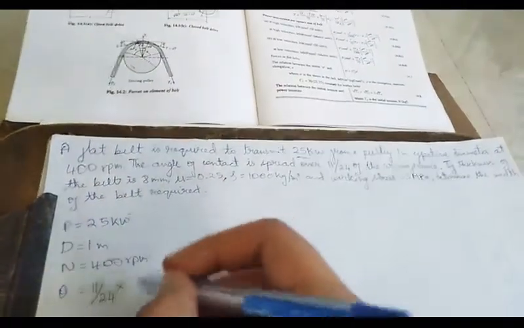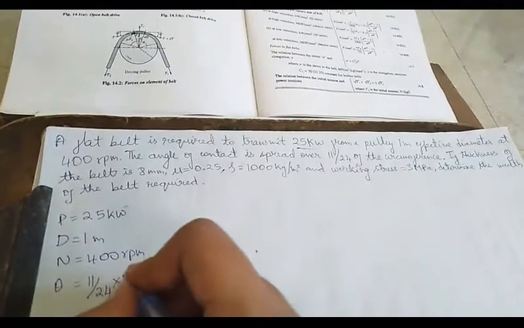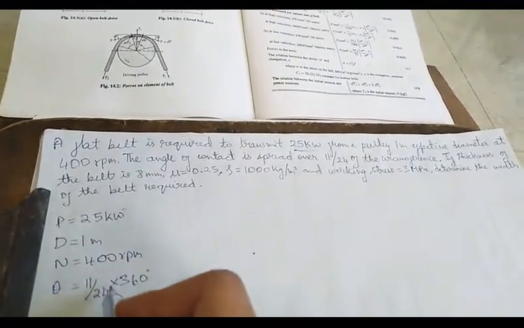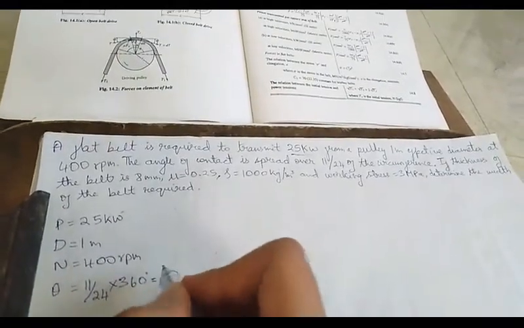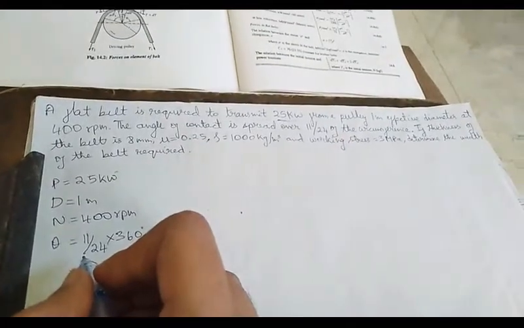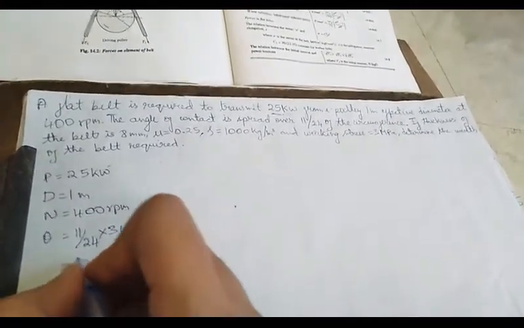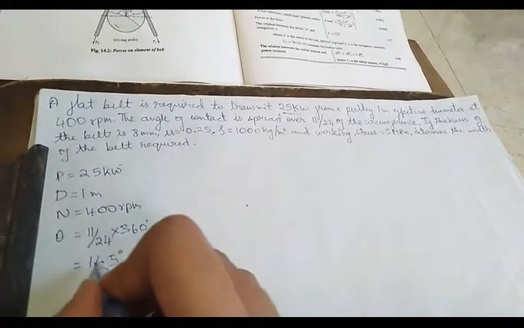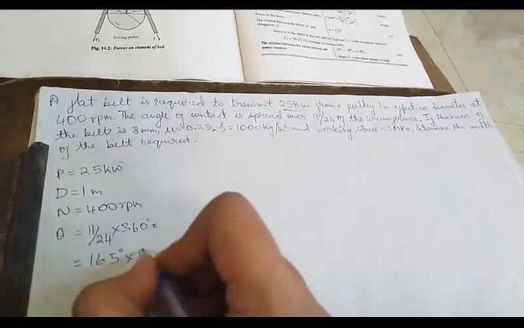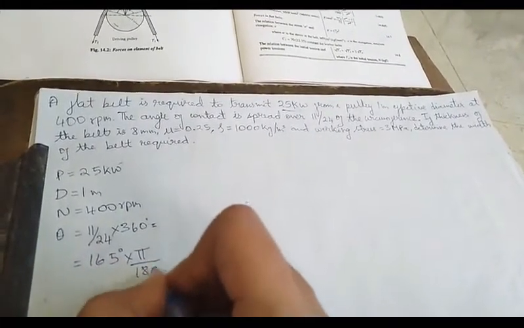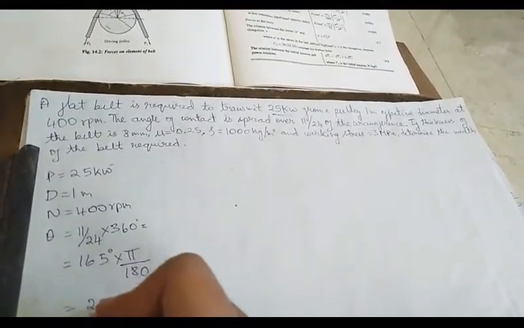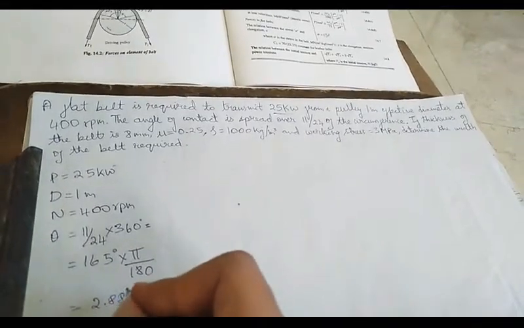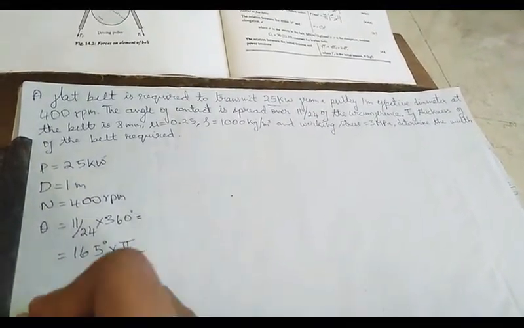So circumference is one complete circle. So one complete circle will be 360 degrees. So we shall multiply 11 by 24 into 360 degrees. So we'll get this value as 165 degrees. So we have to convert this to radians. So for radians we shall multiply by pi by 180. So if we multiply by pi by 180, we will get 2.88 radians, theta.